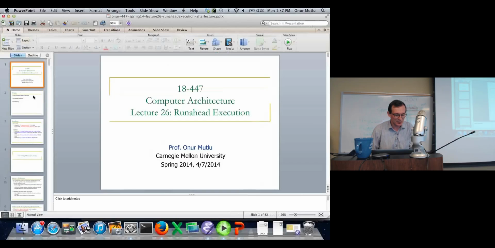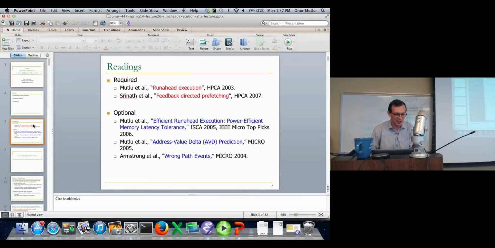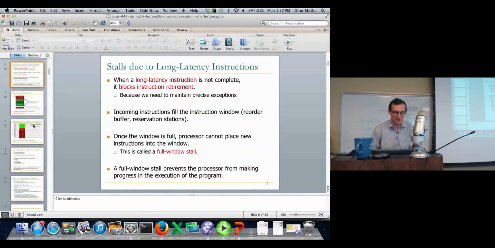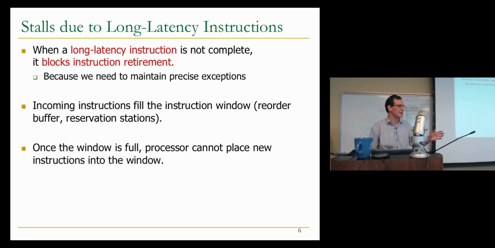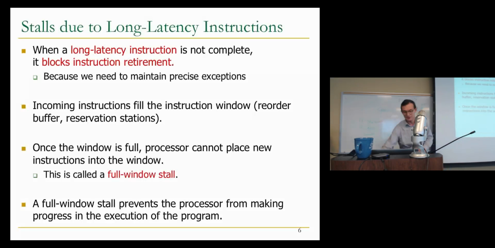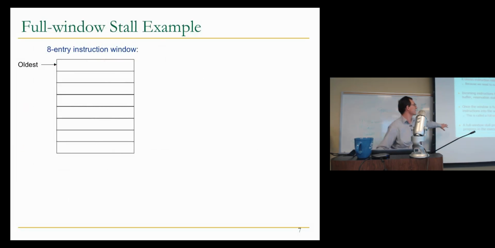Memory latencies are so long that it's hard to tolerate them with a small instruction window, right? When you have a long latency instruction, it blocks retirement, because you cannot retire that instruction and any other instructions after it, since you need to maintain the von Neumann model. Incoming instructions fill the window. Once the window is full, the processor cannot place new instructions into the window. That's called a full window stall. Once you have a full window stall, it prevents the processor from making progress in the execution of the program.